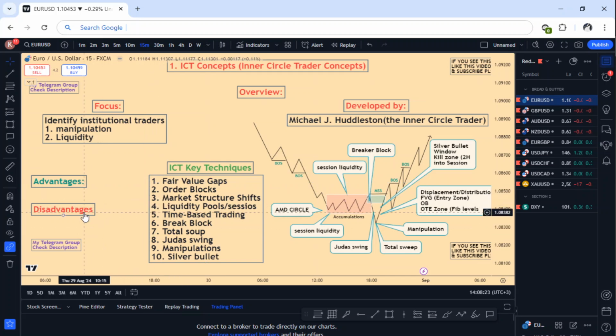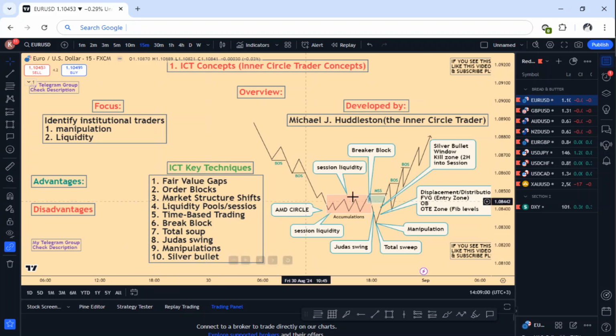Now what about the disadvantages? For beginners, it requires a lot of time and it is complex to learn. Like I took a lot of time. I started learning ICT in 2022, so it has taken me a lot of time. What about other disadvantages? This thing heavily relies on identifying manipulations, especially for the sessions. So if you cannot identify manipulation, you are going to be manipulated. You will be the liquidity, which may not always be visible or easy to understand.